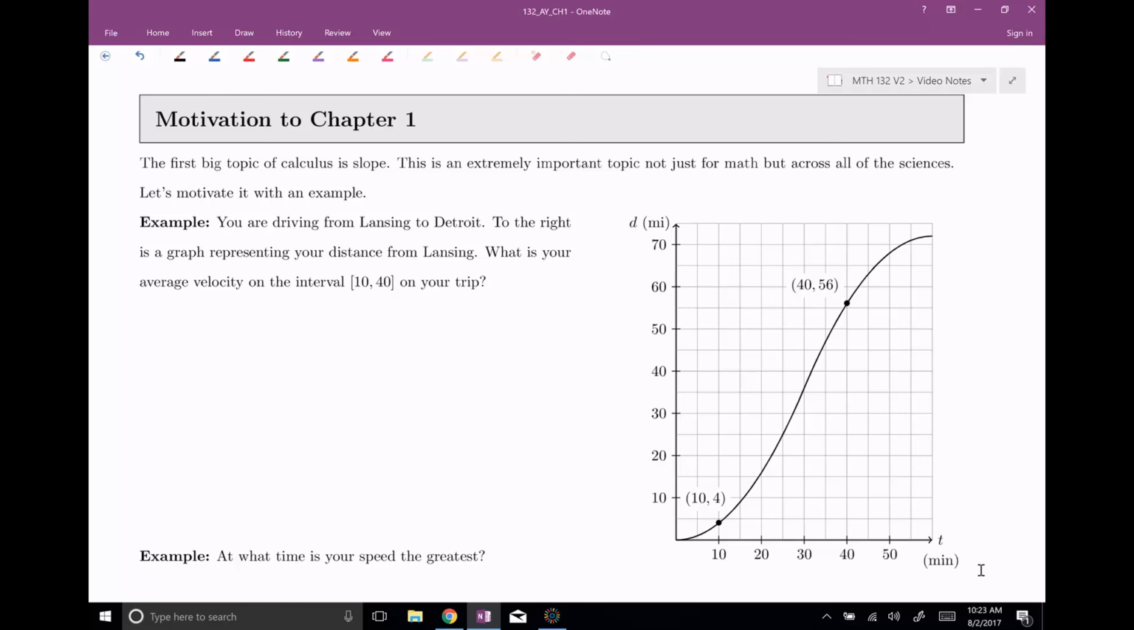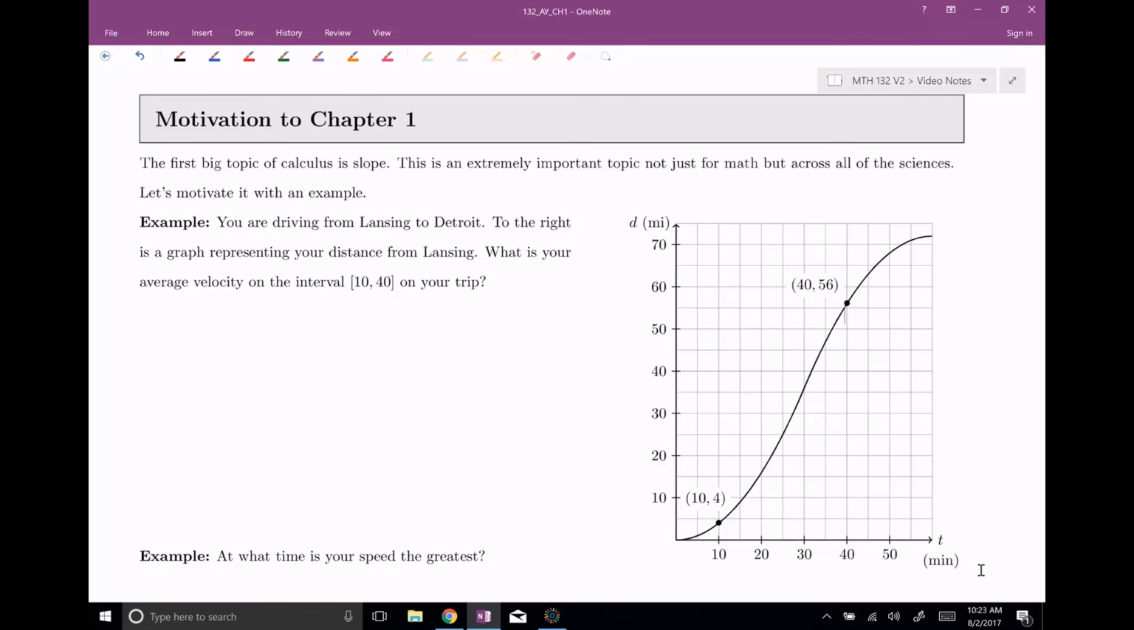This is an extremely important topic not just for math but across all of the sciences, and to motivate this I want to give you this example. Suppose we're driving from Lansing to Detroit. And to the right, I've given us a graph, no equation for the function, but just the graph representing your distance from Lansing.